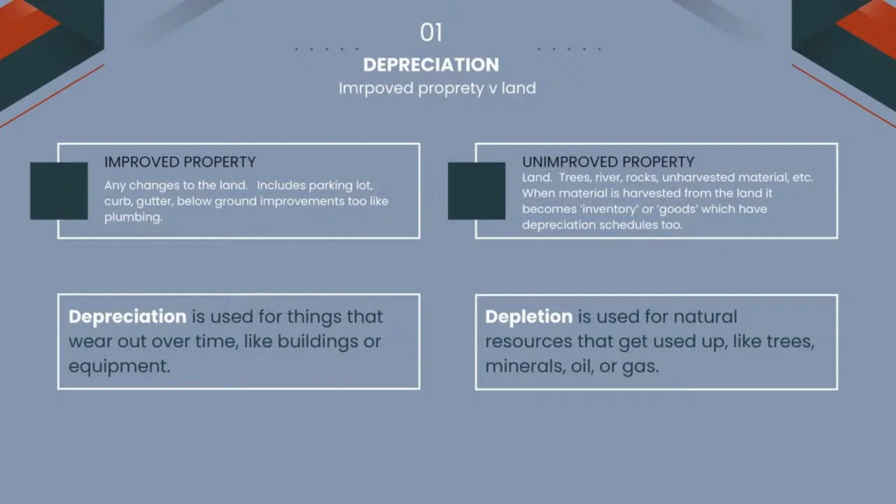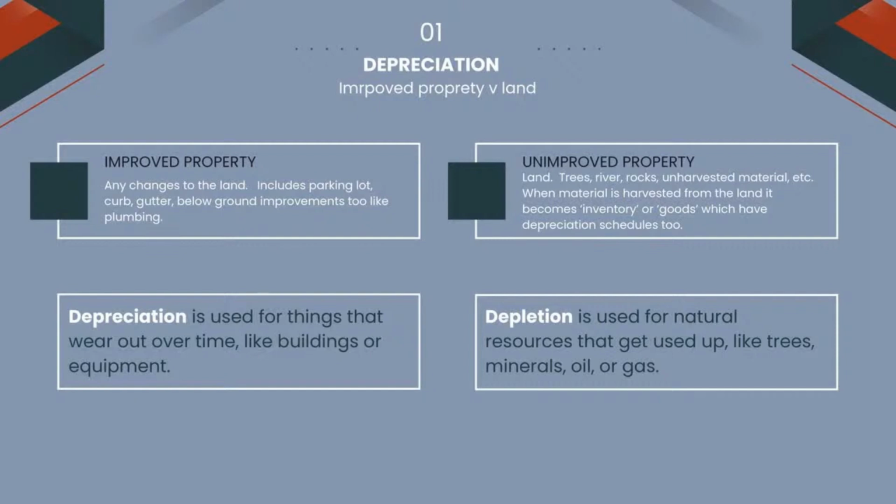Then you've got some different minutia to talk about too. You've got the improved property, which is all of the improvements that I made. This includes the parking lot, the curb and gutter, and all of the underground improvements too, so your plumbing and your electric, anything like that. The unimproved part, the land, the trees, the rivers, the rocks, all your materials, that's unimproved, so that doesn't get to be depreciated.